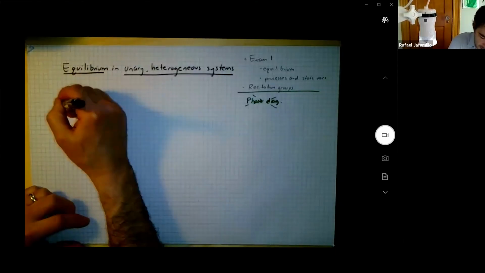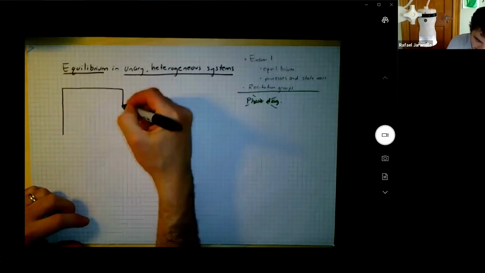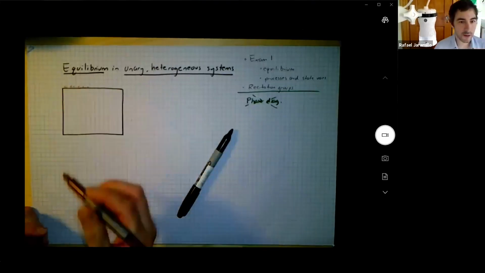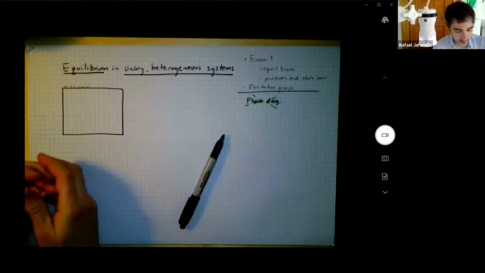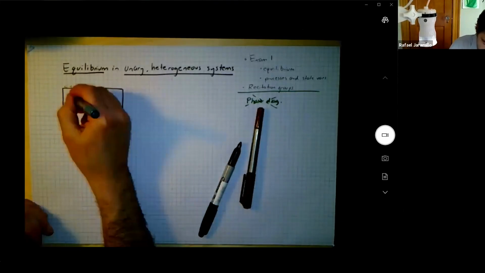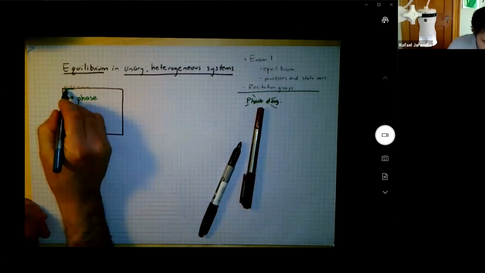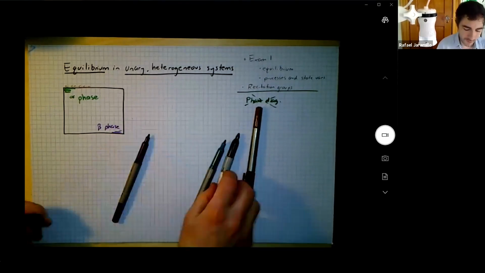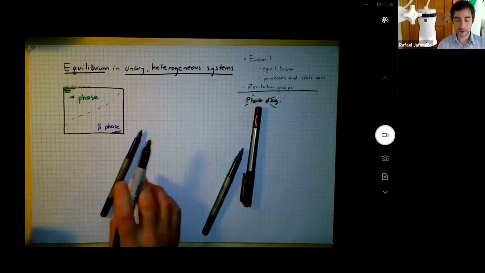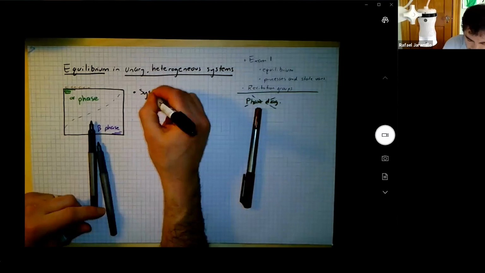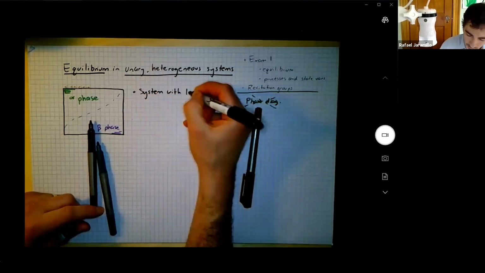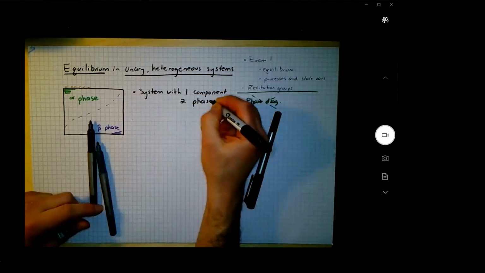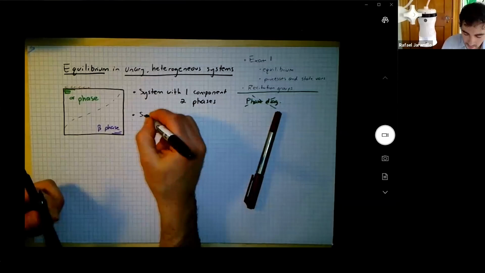So let's set up the problem. This problem is as follows. We're going to isolate our system. So we have a box, and it's going to have thermal insulation. Imagine the thermal insulation all around there. And we're going to have two phases in this box. We're going to have an alpha phase, and then over here, in a different region, we're going to have a beta phase. And we're going to have a phase boundary between them. And this is unary, so one component. Okay, so a system with one component and two phases. We're isolating the system.